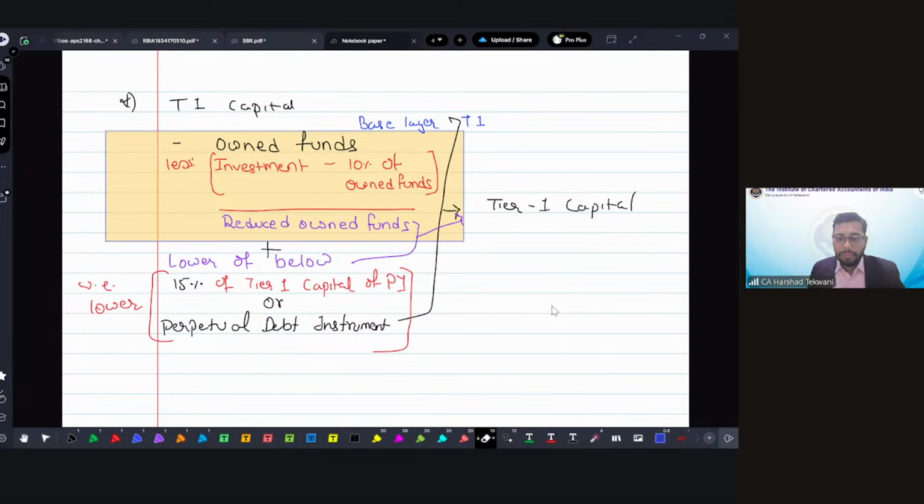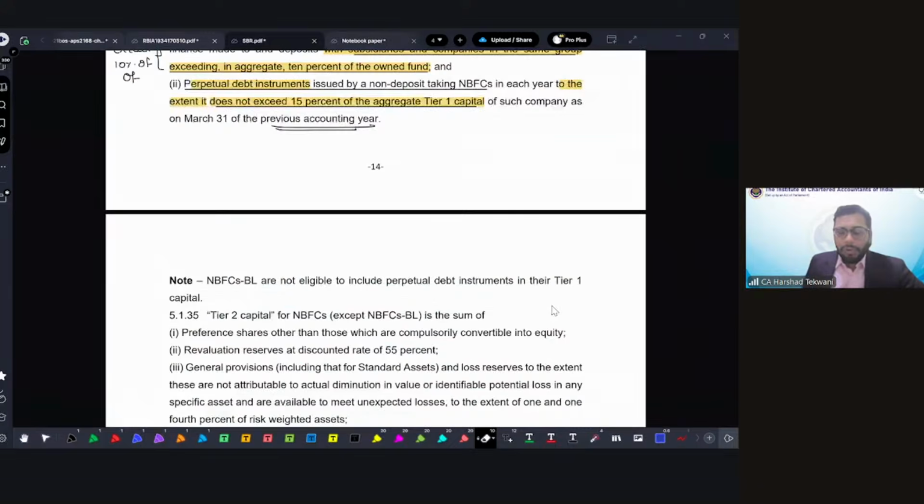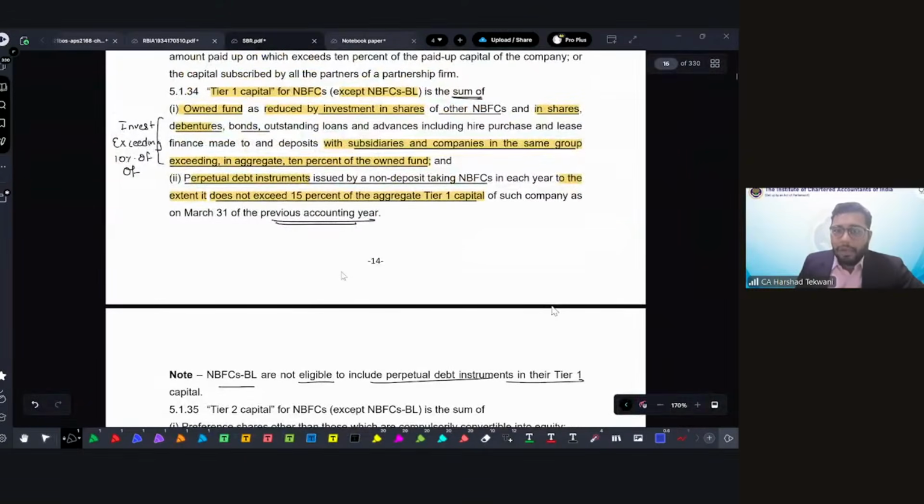I am asking, other than the base layer, if the NBFC started this year only, for example in 2025. First year, yes, there will be no PDI. Even though the PDI is issued in the first year, we will not consider that. Okay, that's what I'm asking. Thank you, sir. So the base layer is not eligible to include perpetual debt instrument in tier 1. Clear, tier 1 capital for NBFC.